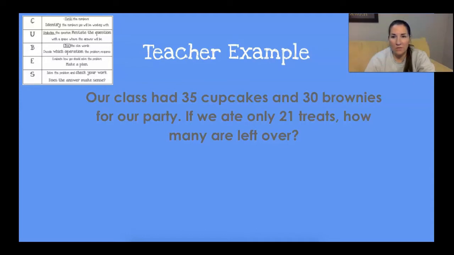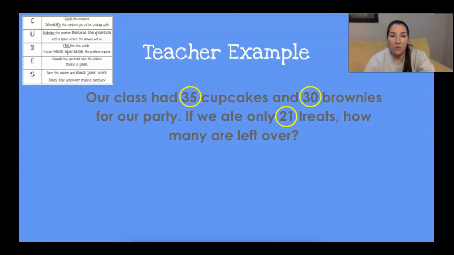So using the CUBES method, I'm going to first look at the C, which is circle the numbers. The numbers are right here. I have 35, 30, and 21. So those are the numbers I'm going to be working with. They're important numbers within the story problem. I'm going to have to remember those.